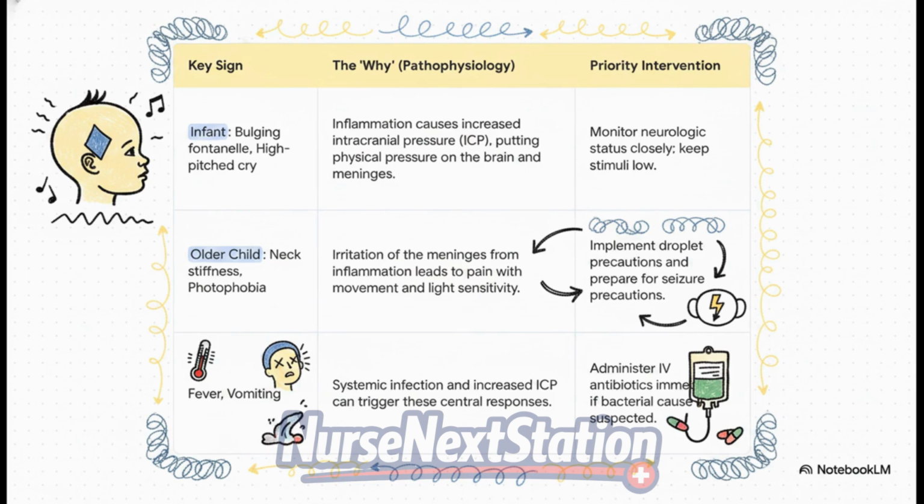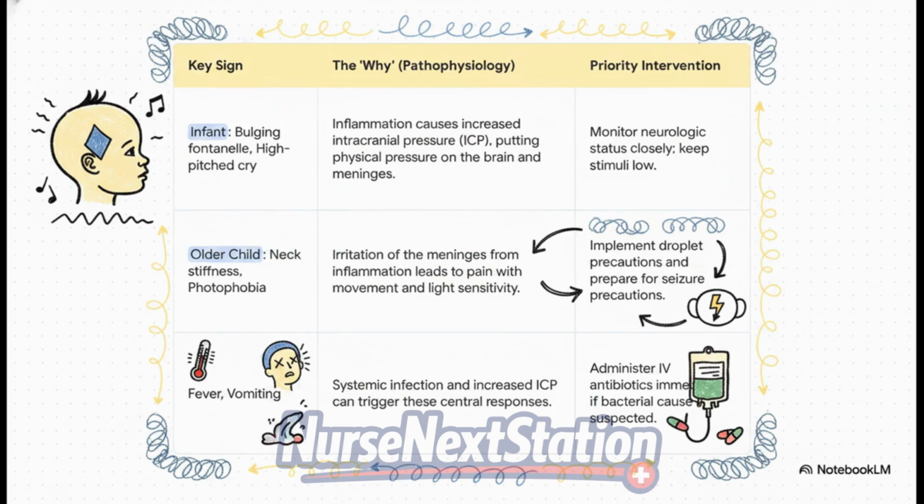In a baby, that pressure makes their soft spot bulge and causes that unmistakable high-pitched neurologic cry. Your job? Keep a close eye on their neurostatus and keep the room quiet and calm. In an older kid, that same pressure irritates the meninges, which gives you the classic stiff neck and sensitivity to light. Your priority is to get them on droplet precautions and be ready for seizures.